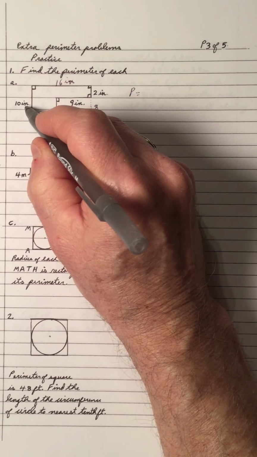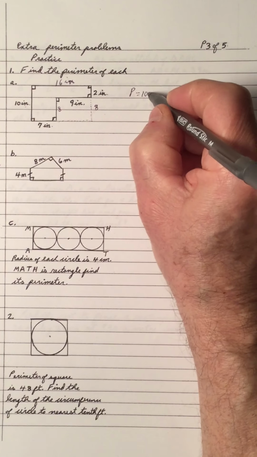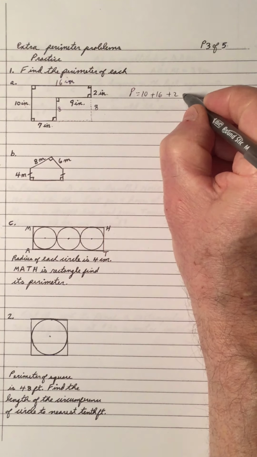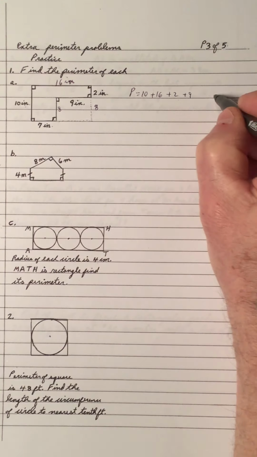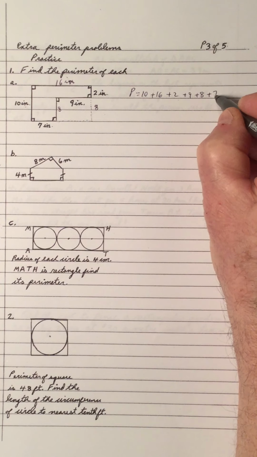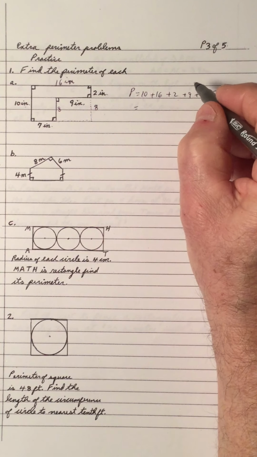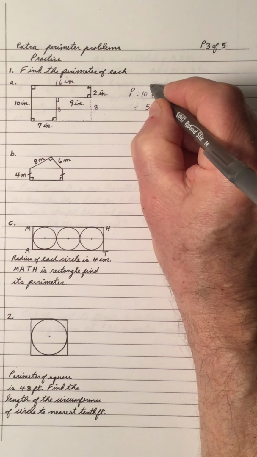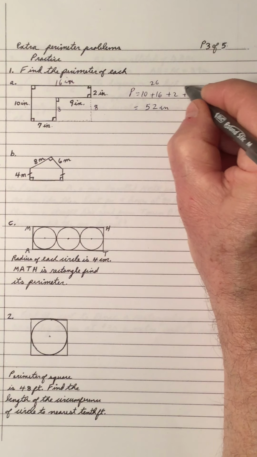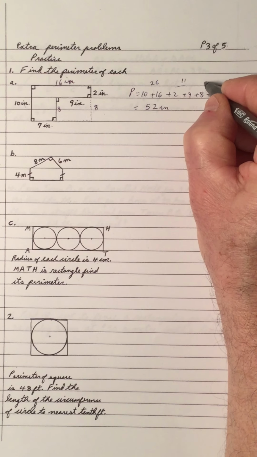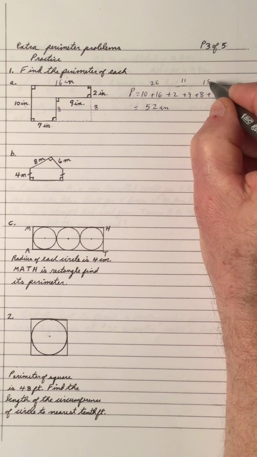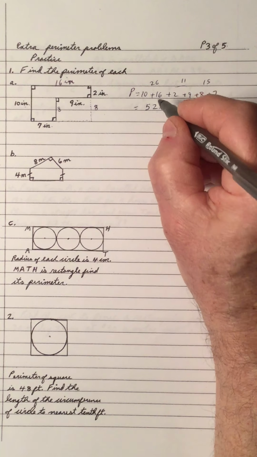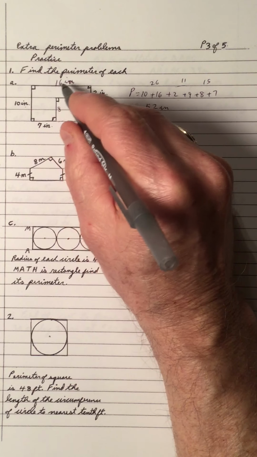So let's start right here. We got a 10, 16, 2, 9, 8, and a 7 is left. And we add all those up, we will get a 52 inches. So you get 26 from those two, you get a 11 from those two, 15 from those two, and add all them together, and you'll get a 52 is the perimeter of this rectangular figure.